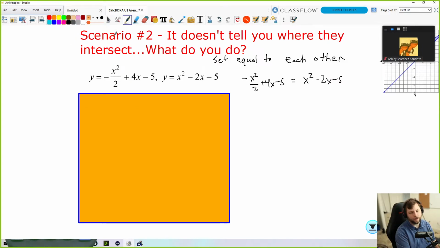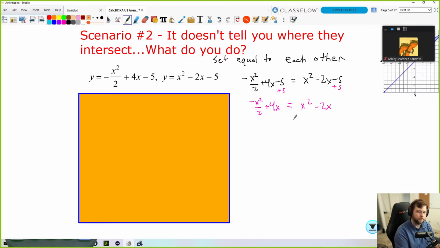And so we get to do the math. Okay, this is a quadratic equation. Okay, first thing, I don't like having fractions. So I'm going to push everything to one side. So let's say I'm going to add 5 to both sides. And then if I do that, I get -x squared over 2 plus 4x equals x squared minus 2x, because those both go away. Cool.